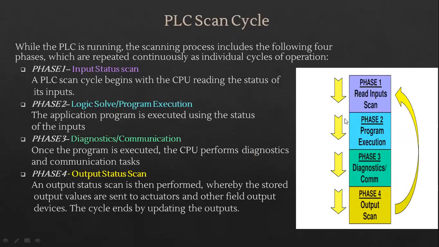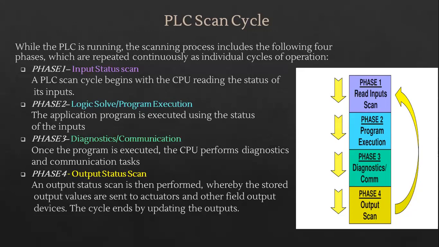If you want to see it in phase form, we can see how the PLC scan cycle works. While the PLC is running, the scanning process includes the following 4 phases, which are repeated continuously as individual cycles of operation. Phase 1, input status scan. A PLC scan cycle begins with the CPU reading the status of its inputs. That's the first step, to be able to feed the program.